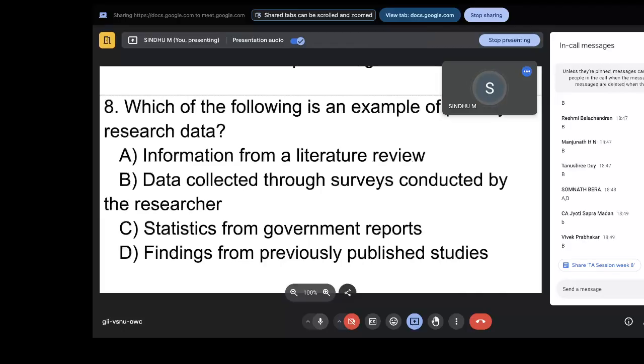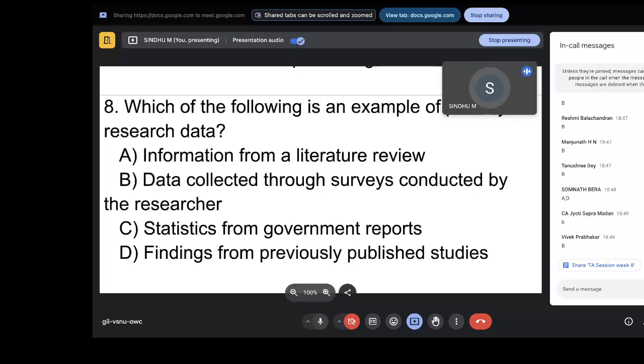So the eighth question is which of the following is an example of primary research data? Primary data means that the data has to be generated by the authors of the study itself. That is, the data has to be original. That is one of the main criteria.